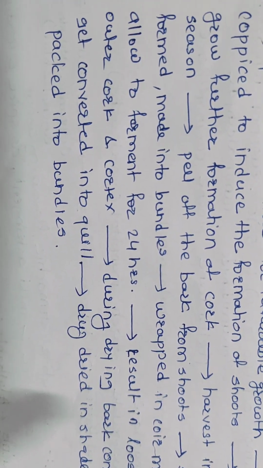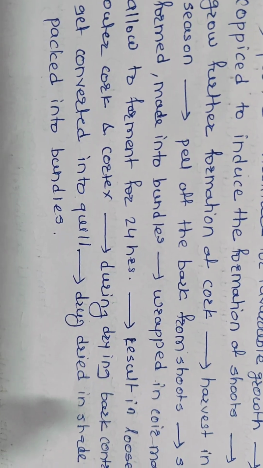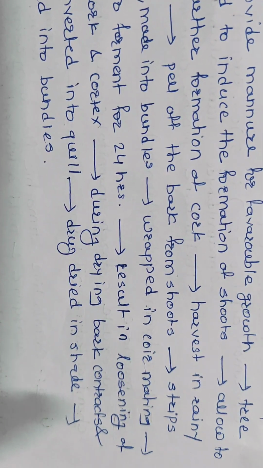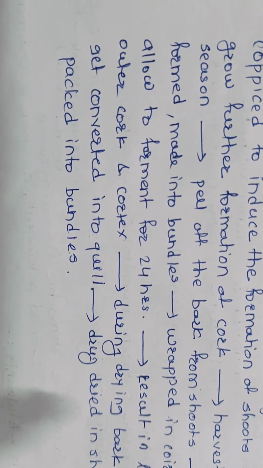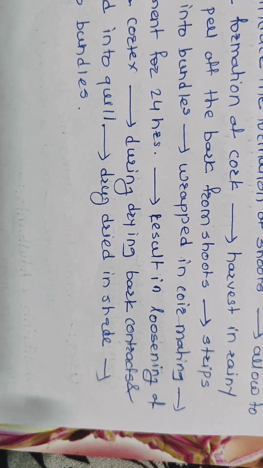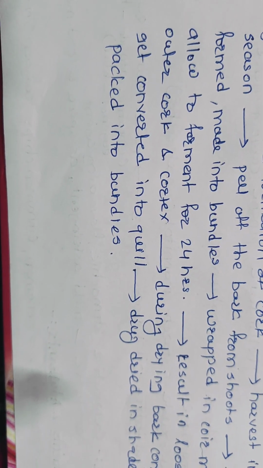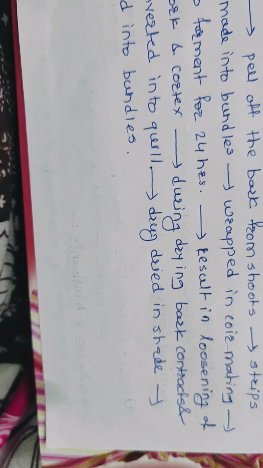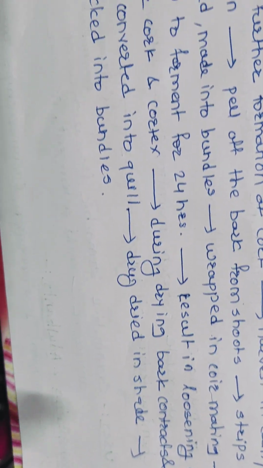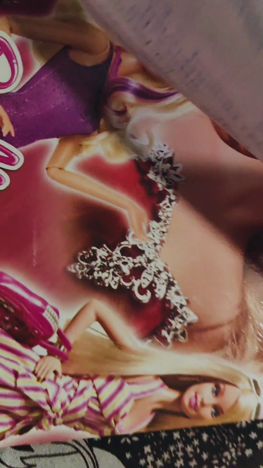At that time, it gets fermented when stored for 24 hours, which results in loosening of the cork and cortex from the bark. During drying of the bark, it contracts and forms the quill shape. The drug is dried under shade because it contains volatile oil. Then it is packed into gunny bags in the form of bundles.